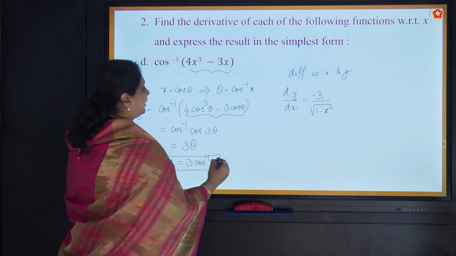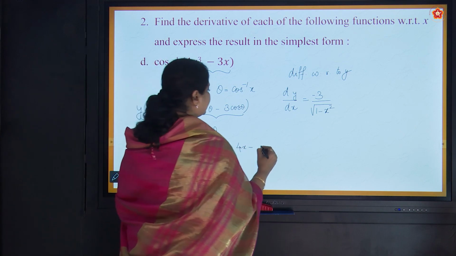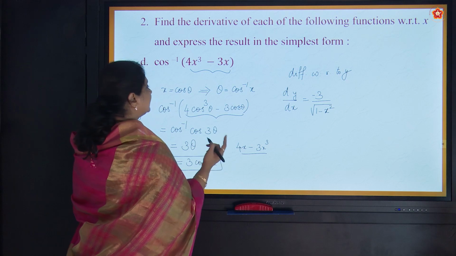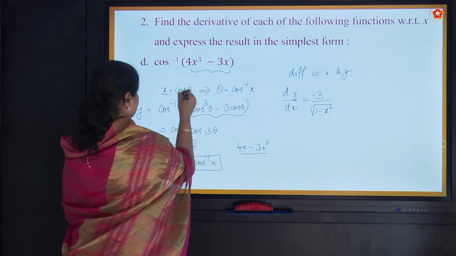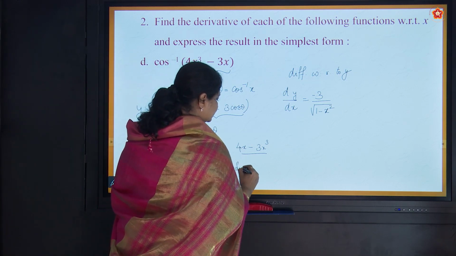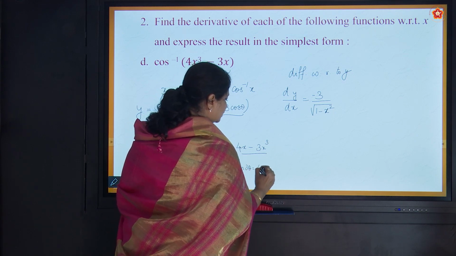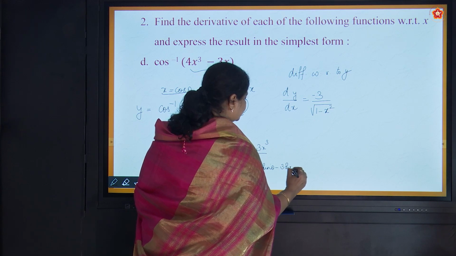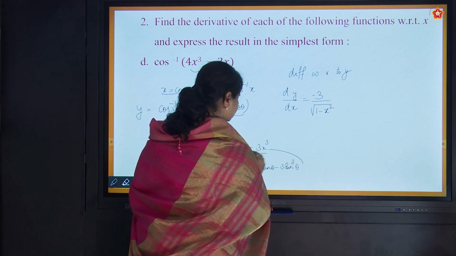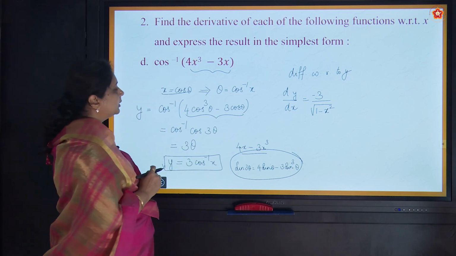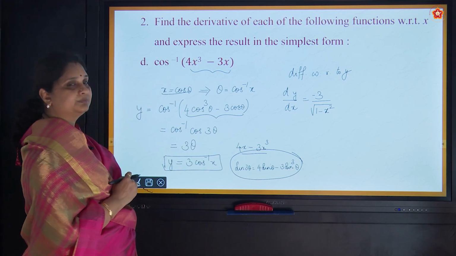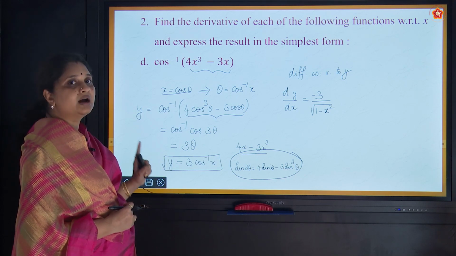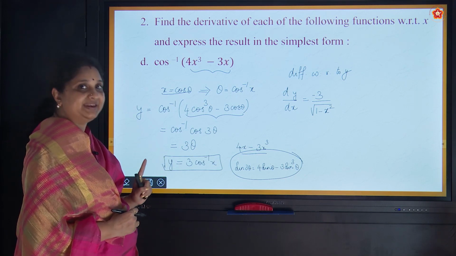Let's suppose you have 4x minus 3x cube. Then sine theta should be your substitution. Why? Because we know that sine 3 theta is equal to 4 sine theta minus 3 sine cube theta. So understand and identify the identity that you have to use and substitute the right thing so that it gets very, very simple.